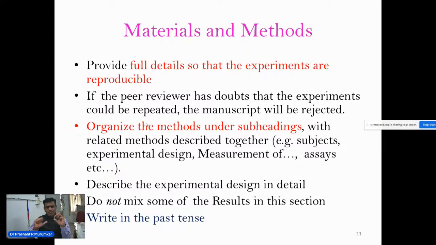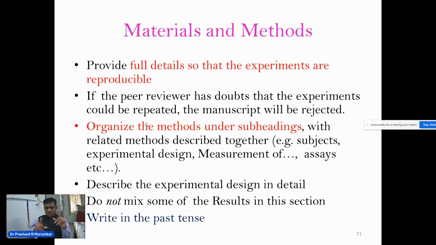So what is expected here? It is expected that whatever material you have used to carry out the experiment, and whatever methods you have followed, you clearly define it. How much quantity you have taken, that also you can clearly mention in this section. But you are not expected to discuss the outcome of the method or results in this section.